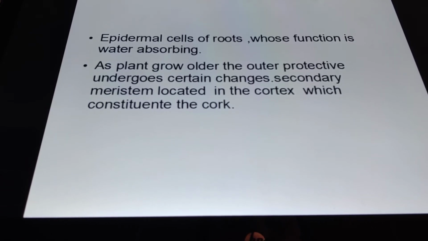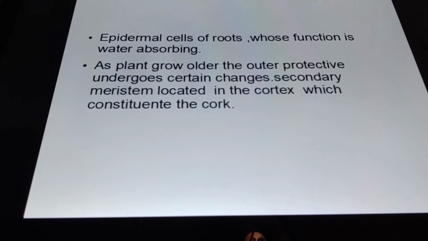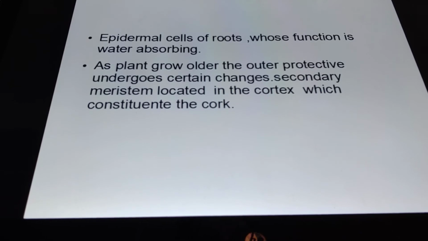As plants grow older, the protective tissue undergoes certain changes. Secondary meristem located in the cortex constitutes the cork. Now children, the outer surface is meristematic tissue, but as the plant grows older, it changes into permanent tissue. But inside the layer, meristem tissues are present, which constitute the cork.